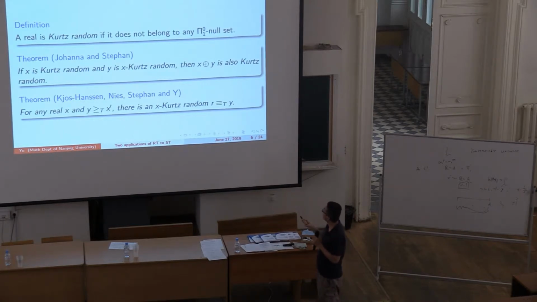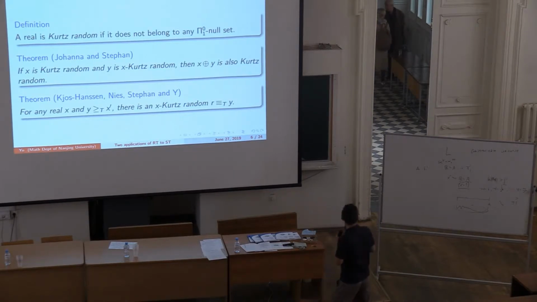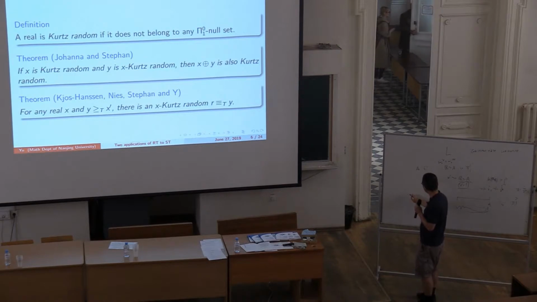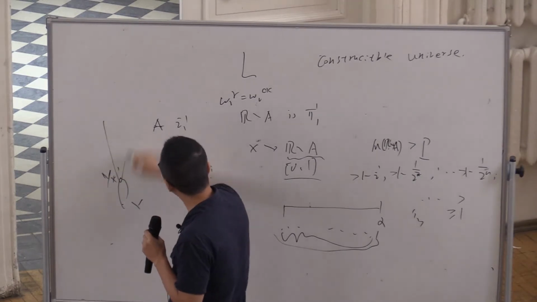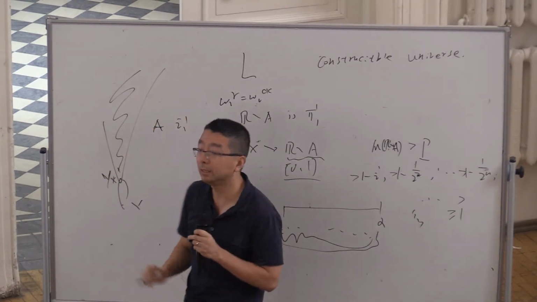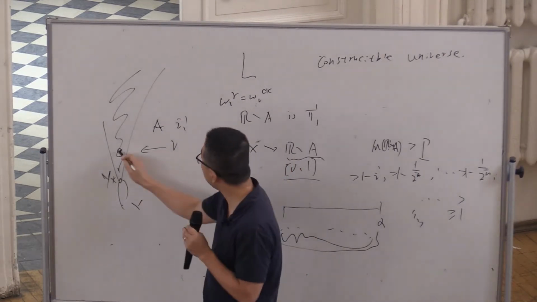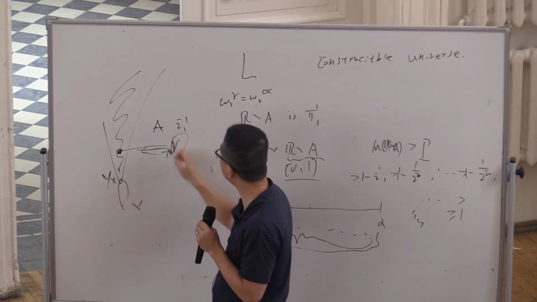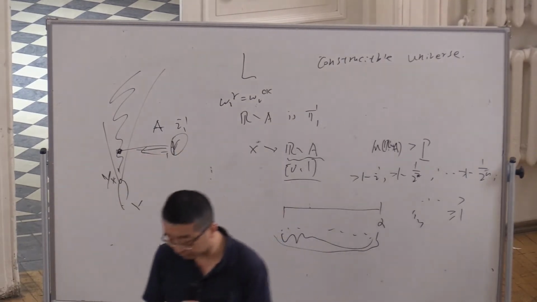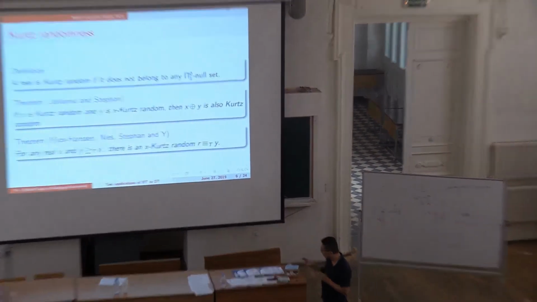For any real X and any real Y Turing above X jump, there is an X-Kurtz random R Turing equivalent to Y. So that means for any Y above X jump, over this upper cone you can always find a random real R Turing equivalent to some element. So for every element here, you can find a Kurtz random with that Turing degree. These are all the results we need to prepare to prove the analysis results.